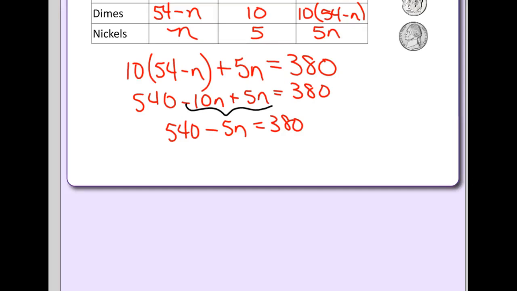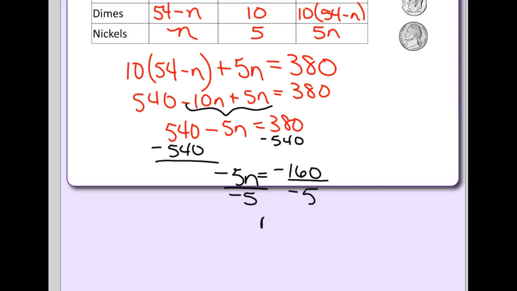Now, what do I need to do to get n alone? Yes, I have to subtract 540. So we got negative 5n, and if I subtract 540 over here, we're going to decide that that is negative 160. Okay? Divide both sides by negative 5. So we're going to get n equals, what is that, 20, 30, 32. Now again, the question said how many nickels, and since I made nickels n, that's my answer. So we have 32 nickels.